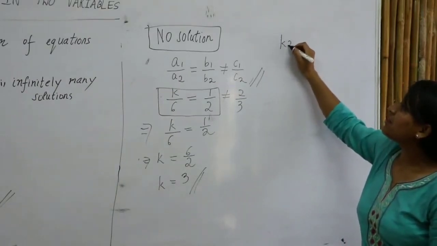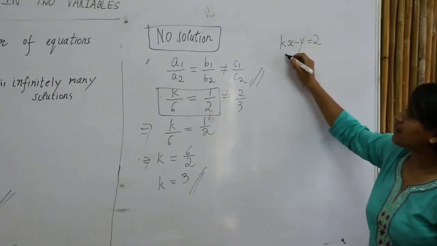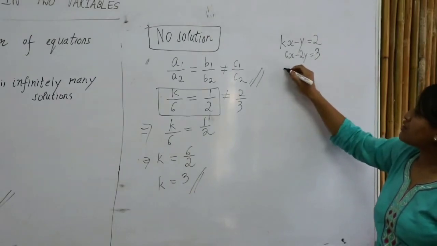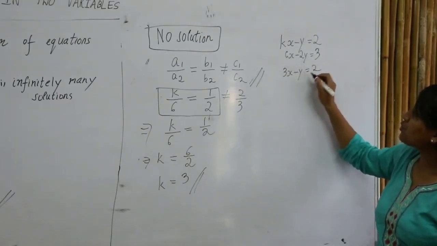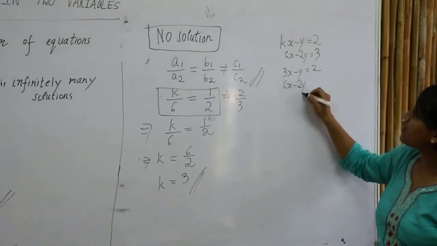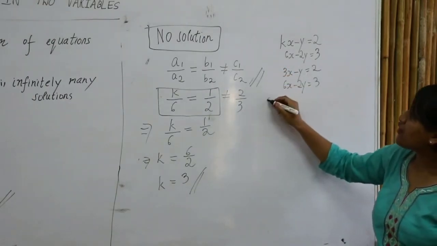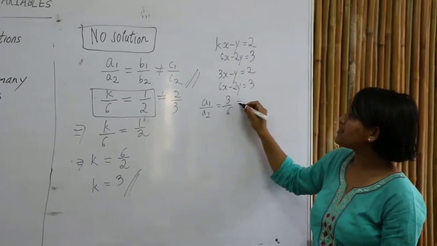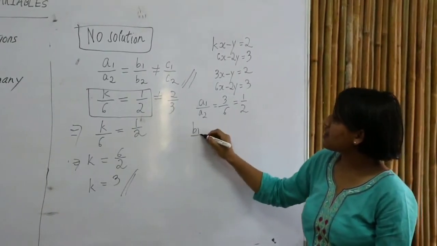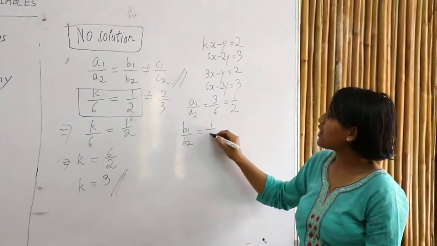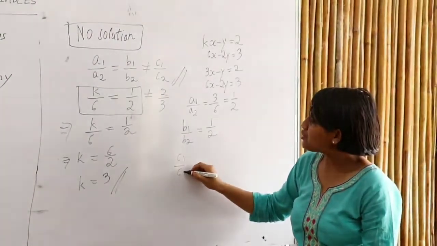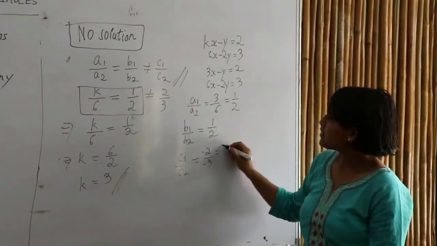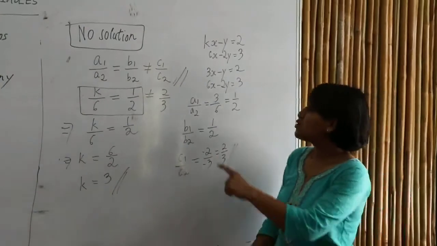Again, you substitute in the equation. 6x minus 2y equal to 3. Now this is 3x minus y equal to 2, and 6x minus 2y equal to 3. For the first, a1 by a2 is 3 by 6, you will get half. For the second, b1 by b2, again you will get half. For c1 by c2, after transferring to the other side, you will get 2 by 3. So this is the condition.